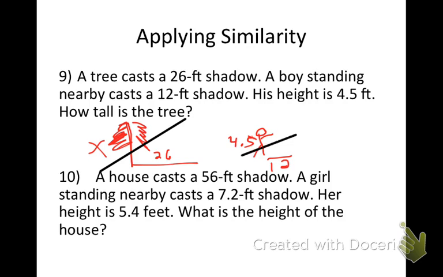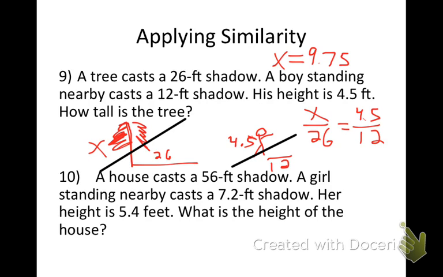Recognize, I draw my lines through. Guess what? My proportions are set up already. x over 26 equals 4.5 over 12. Both of them have height over shadow. I use cross products, set it up. Allie, what do you get for an answer now? 9.75. Yeah, x equals 9.75 feet. Good work.